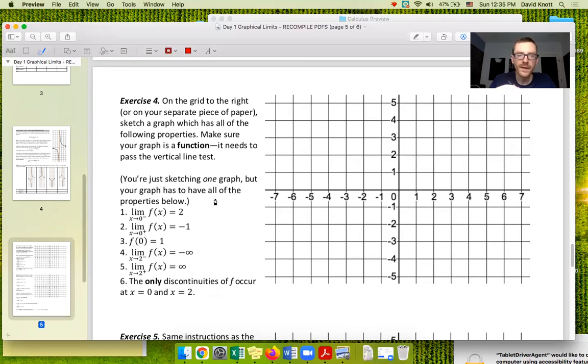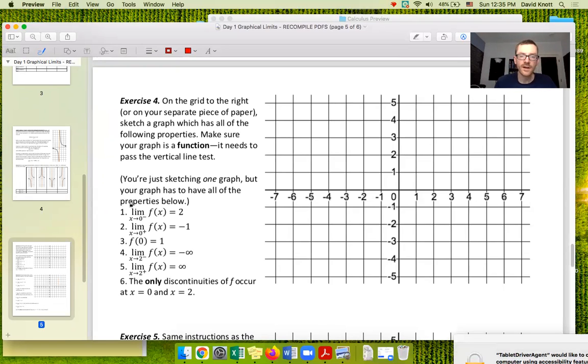Here's the strategy. You should really try to draw the smallest amount necessary in order to meet each of these conditions, okay? And just focus on one condition at a time, okay? And just draw a little bit of the graph to make sure that that condition is satisfied, and then move on to the next one, and then connect all the pieces at the end. So that's what we're going to do.